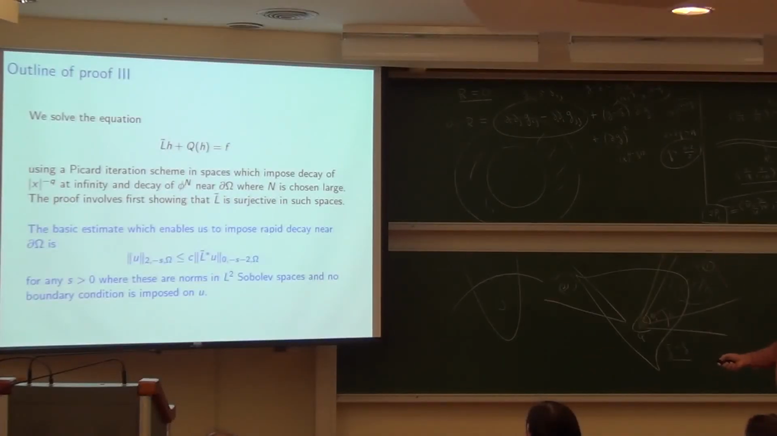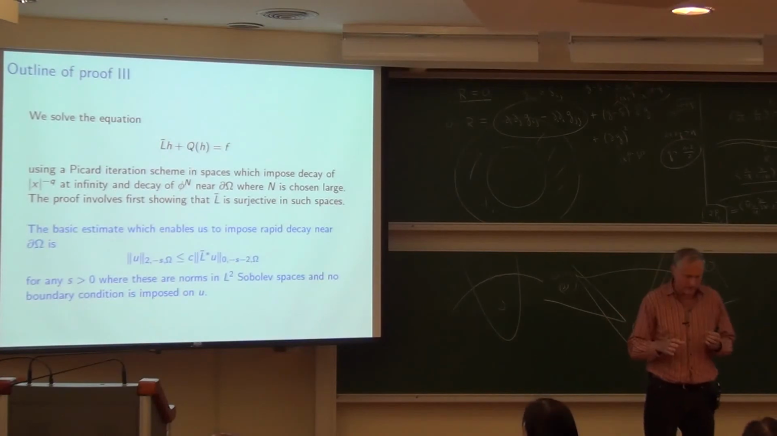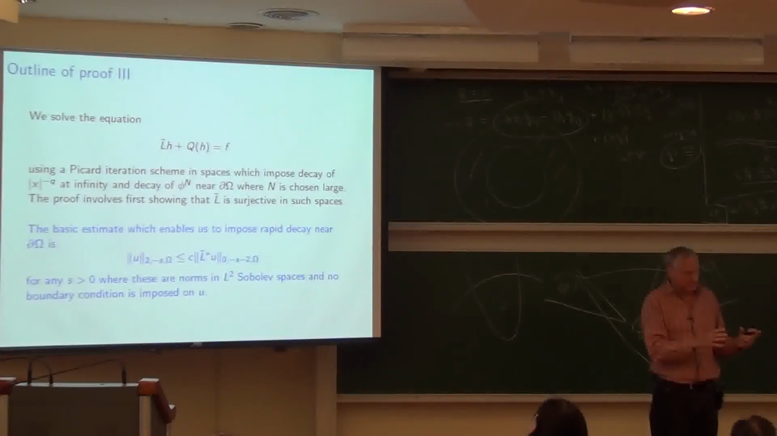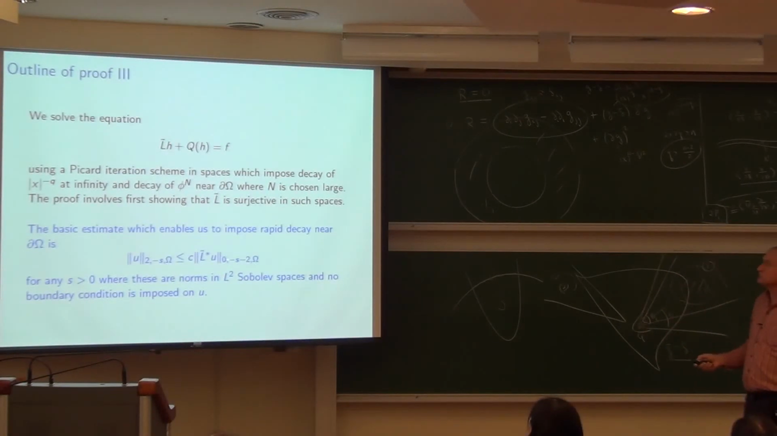It turns out that this inequality is true actually for any positive S, and these are L2 Sobolev norms. There's no boundary condition on U, so that's actually a crucial thing. This operator L star is a very strong operator. It's an operator that takes functions to symmetric tensors, and it encodes roughly the Hessian of the function. So you get a very strong injectivity estimate. This is true for any positive S.